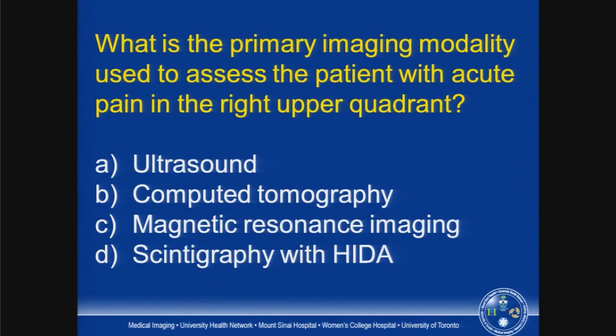Now, I've left a few questions in just to engage the audience. What is the primary imaging modality used to assess the patient with acute pain in the right upper quadrant? Is it ultrasound, computed tomography, magnetic resonance imaging, or scintigraphy with HIDA? So for those of you who are doing the SAMs, the answer, of course, is ultrasound.